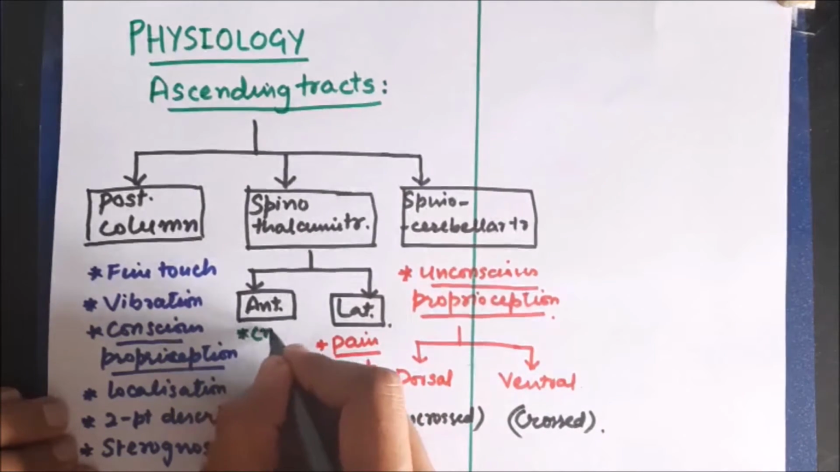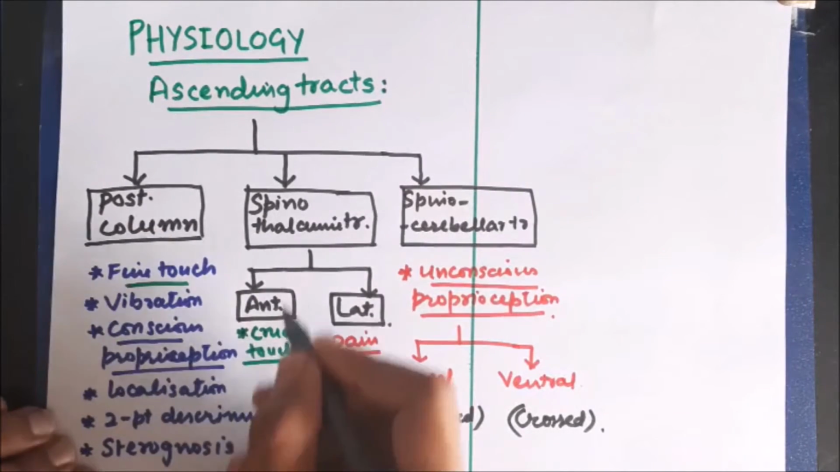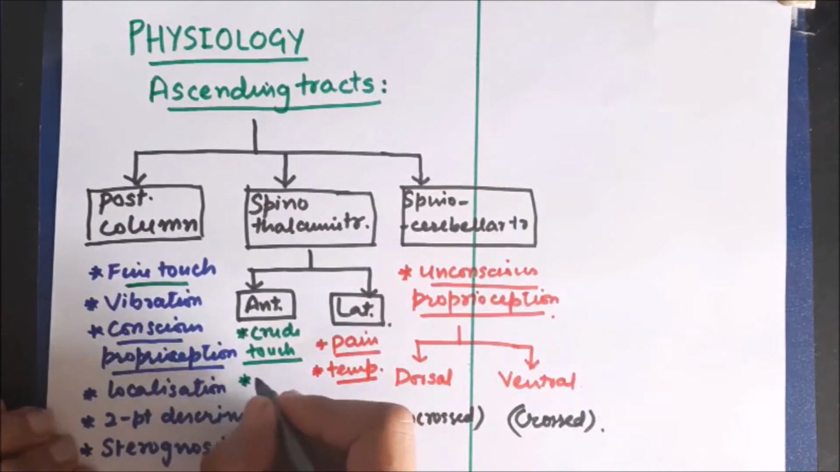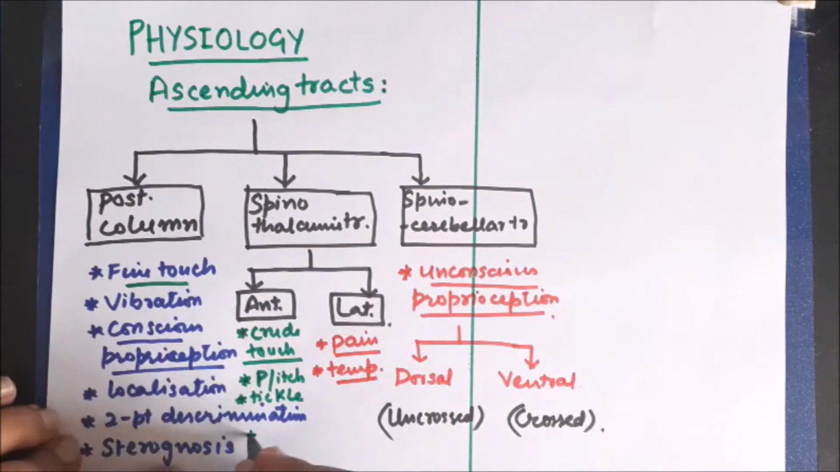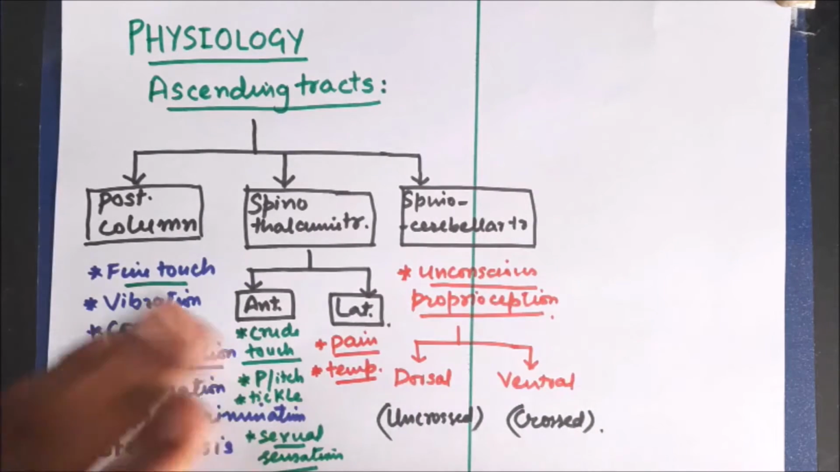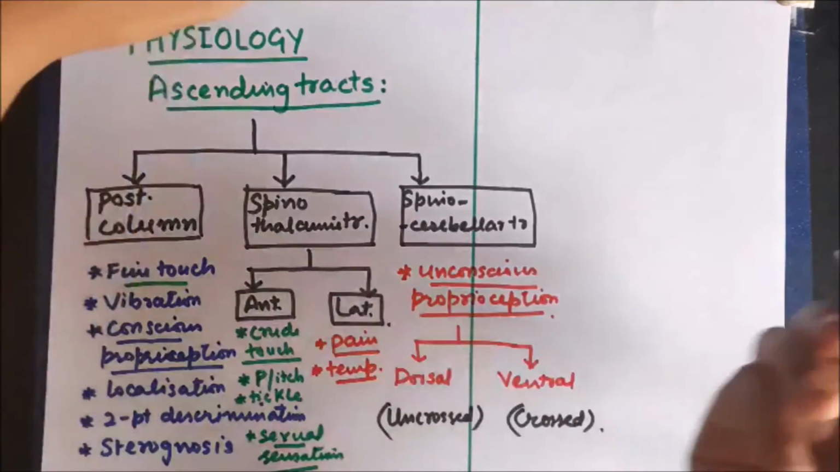Again, crude touch sensations are carried by the anterior spinothalamic tract, whereas fine touch sensations are carried by the posterior column. So crude touch, pressure, tickle, itch, and some sexual sensations are the various sensations carried by anterior spinothalamic tracts. So these are the three different types of tracts that we have to discuss. Now we'll discuss in detail the posterior column and the spinothalamic tract.